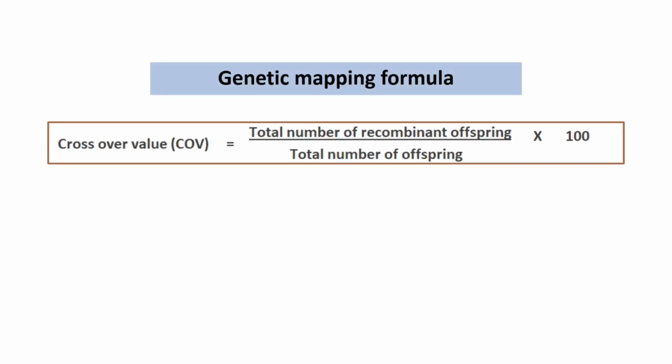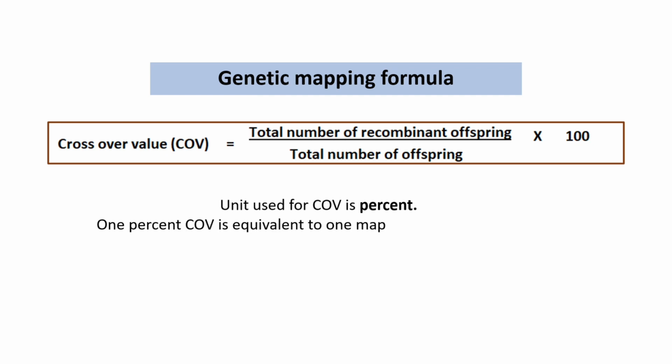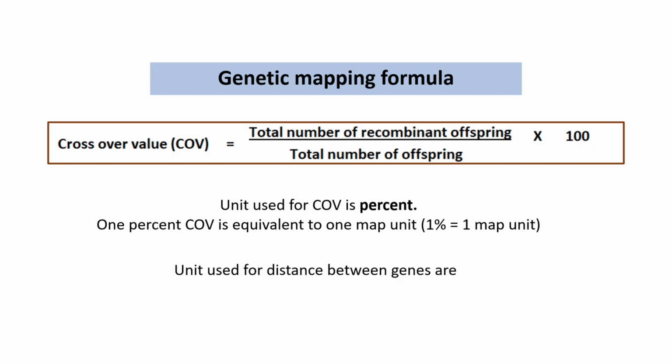We can calculate crossover value or COV by using a formula. Unit used for COV is %, where 1% COV is equivalent to 1 map unit, while unit used for distance between genes are map unit or centimorgan.